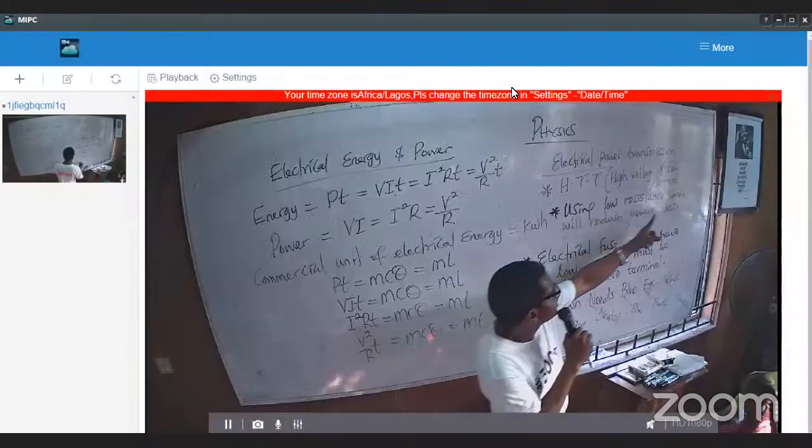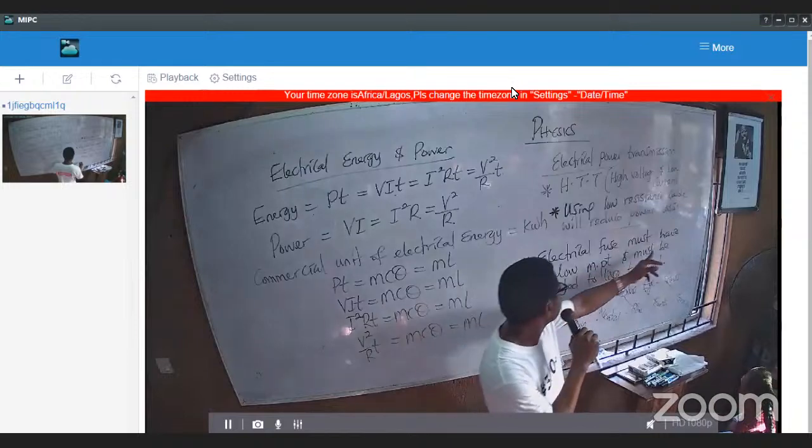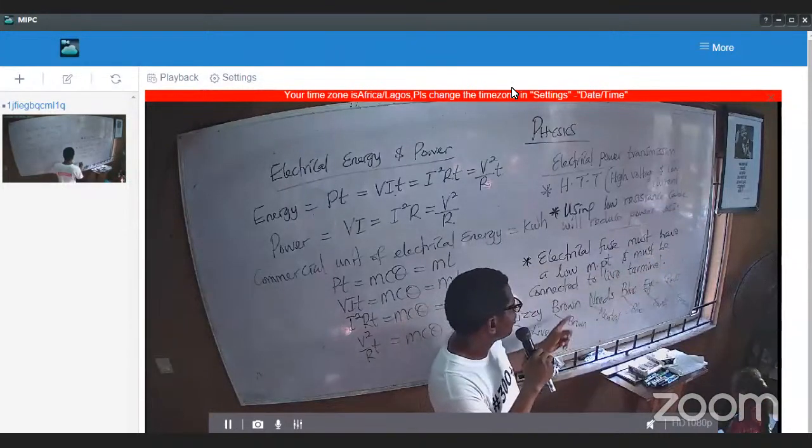Use low resistance cable to reduce power loss. And then the electrical fuse must have a low melting point and must be connected to the live terminal.